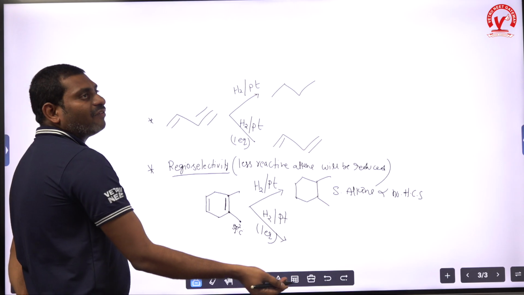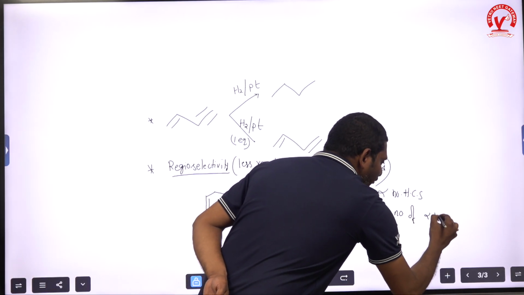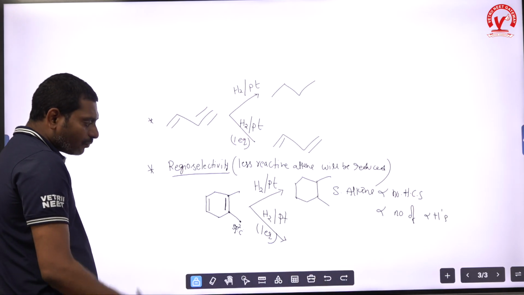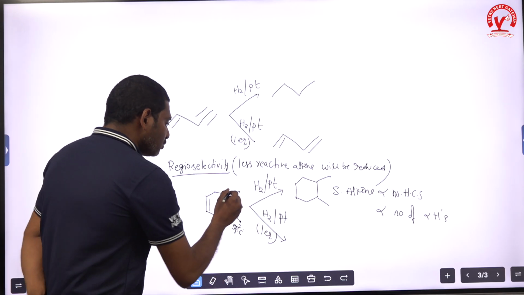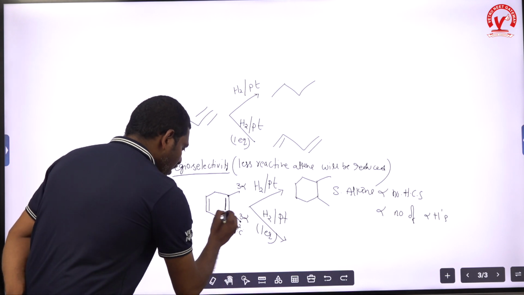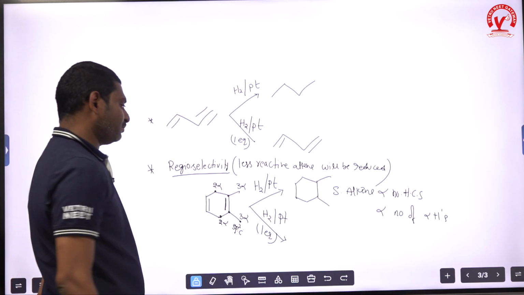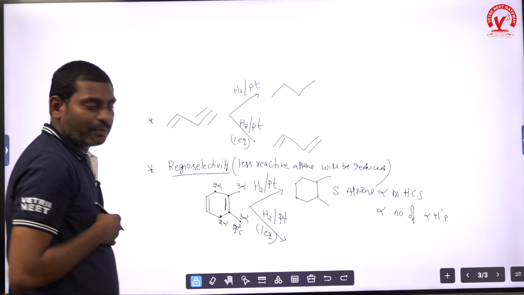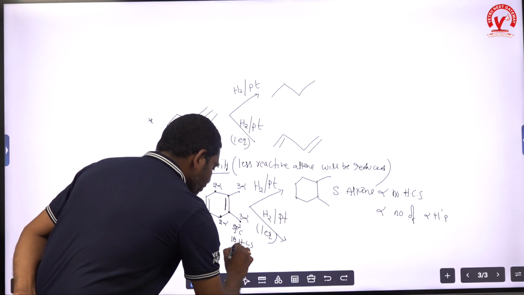So the more number of alpha hydrogens, the more hyperconjugated structures, and the more stable. Here 3 alpha hydrogens, and this side 2 alpha hydrogens, this side 2 alpha hydrogens. So total 6 plus 4, 10 alpha hydrogens. So this double bond has 10 hyperconjugative structures.